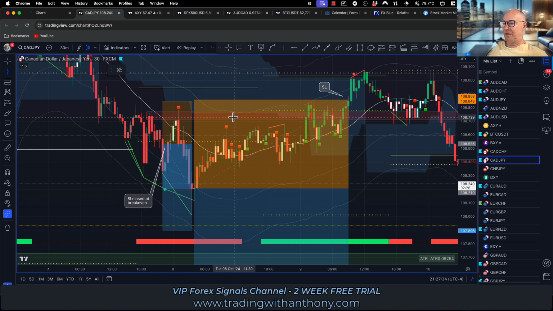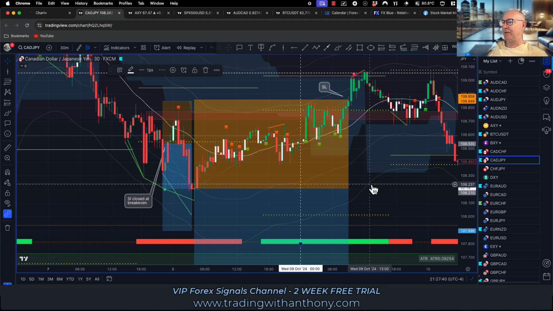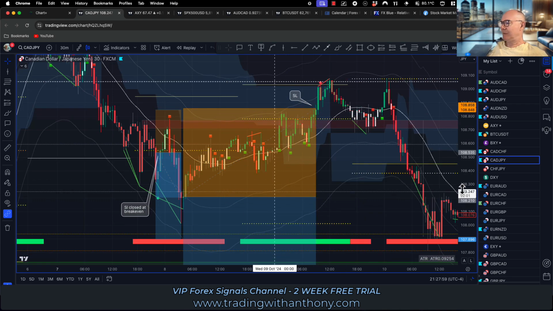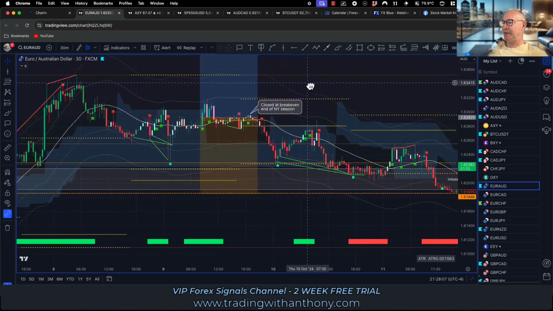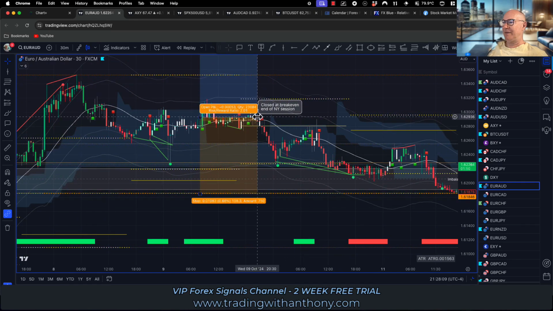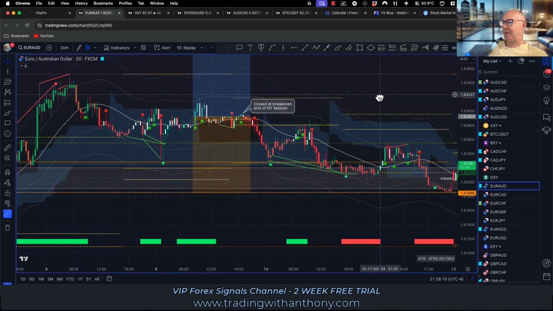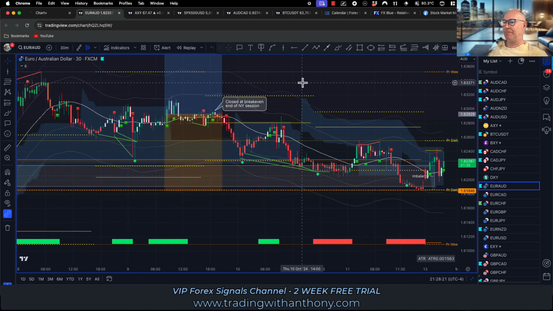Alright, we've got Tuesday, and then we get the break of structure, or shift in the trend, then break of structure, Tuesday, Wednesday. Yeah, so this one was taken out. Euro Aussie. Okay, looking for trend continuation. I closed this one at break even at the end of the New York session. Nothing happened. It was range bound, and that wasn't a bad call. So closed at break even.